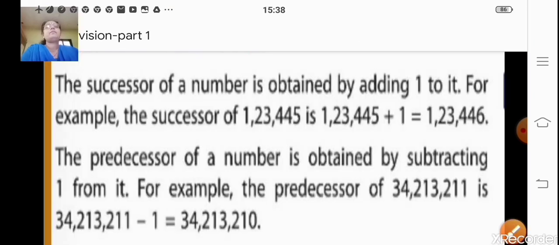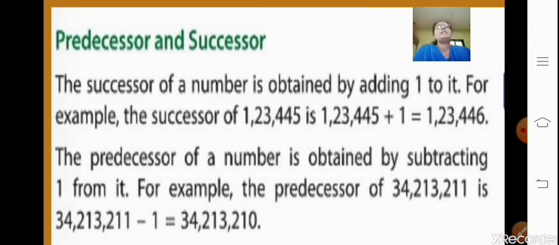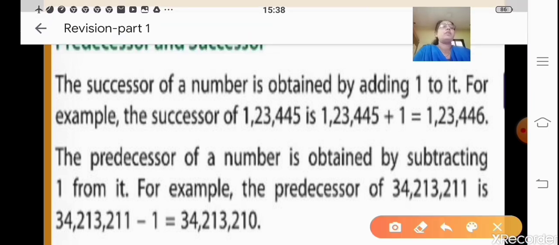Okay. Now coming to the next topic, what we had learned is about the predecessor and successor of a number. Now what is successor? Successor means the after number, and predecessor is the before number, you can say. Now to find out the successor of a number, we will add 1 to a given number.